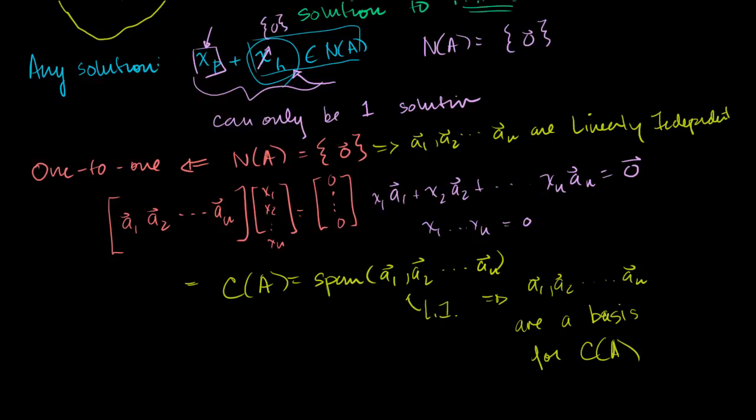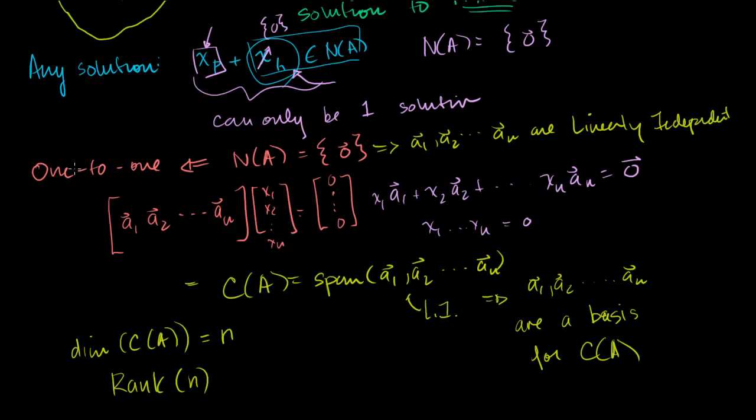So the dimension of our column space, which is essentially the number of vectors you need to form the basis, is going to be equal to n. We have n columns, so it's going to be equal to n. Or another way to say it is that the rank of your matrix is going to be equal to n. So now we have a condition for something to be one-to-one. Something is going to be one-to-one if and only if the rank of your matrix is equal to n. And you could go both ways.